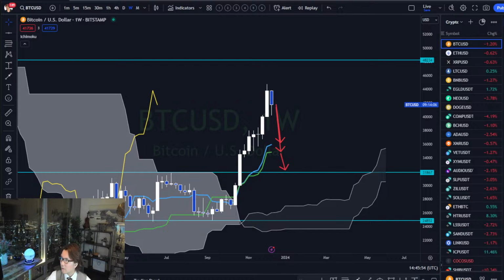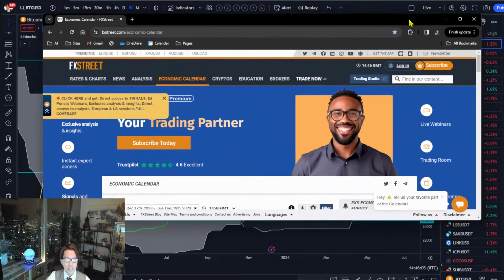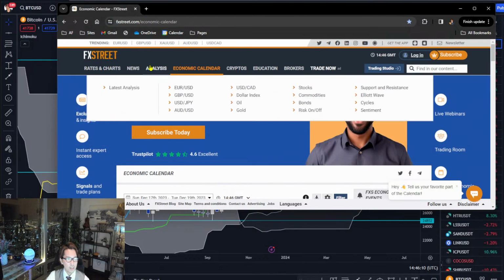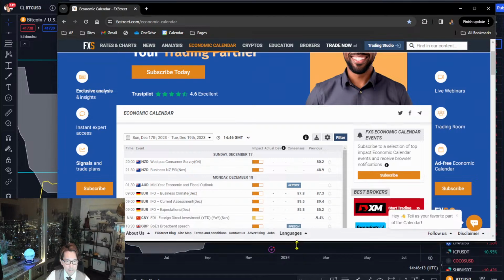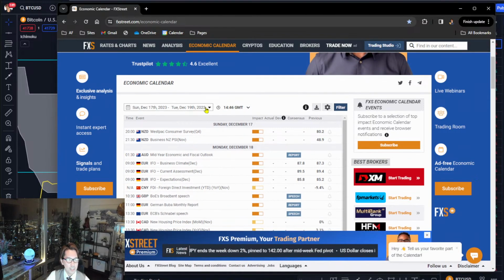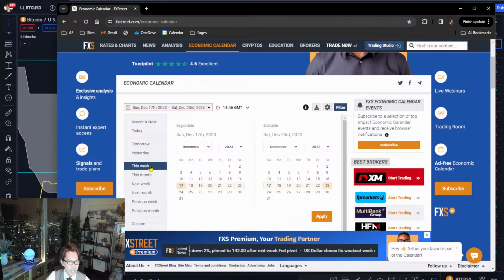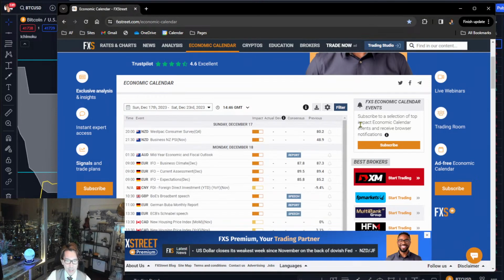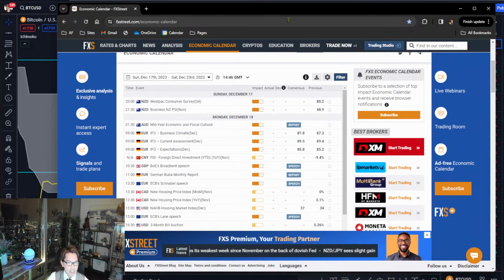Okay, now I think I have covered everything I wanted to cover today from the chart. So now let me open the news website and check out the news together. This is a website that I'm using. It's called fxstreet.com. Let me click on this week so that the whole week will be highlighted like this. Then click apply. Then I get this whole news calendar.